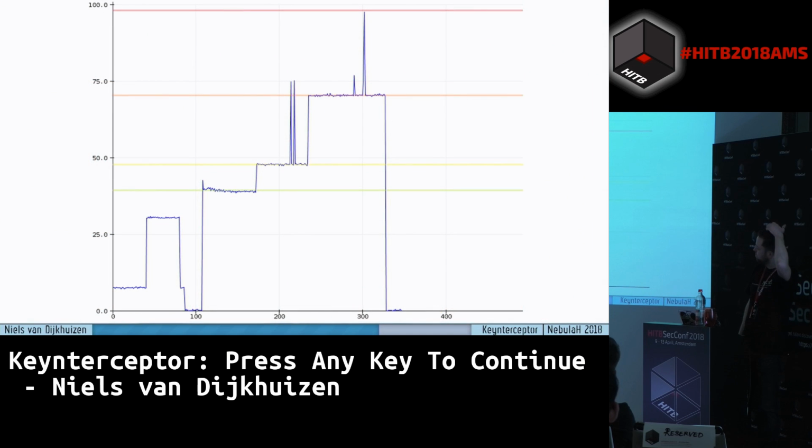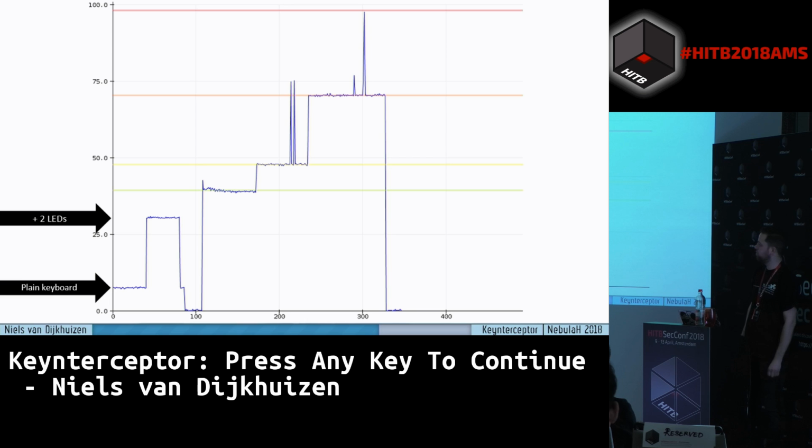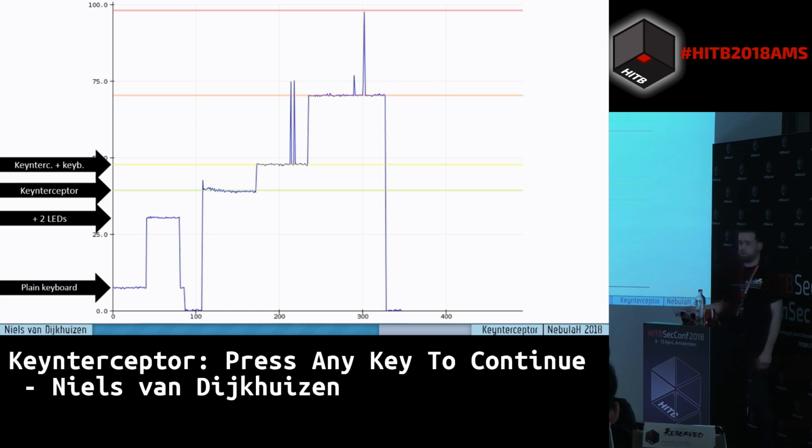This gives us better insight into how the power consumption is actually doing. So the plain keyboard is very low. Then we go to around 30 milliamps for a keyboard with bright LEDs on. Keynterceptor is even using more. If we have 3 LEDs on the keyboard, we're still under the power consumption of the Keynterceptor. But if we have the Keynterceptor and the keyboard, we clearly go up high. So essentially, we could detect an implant.